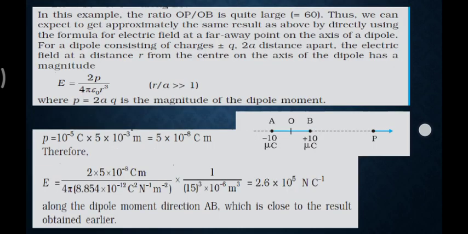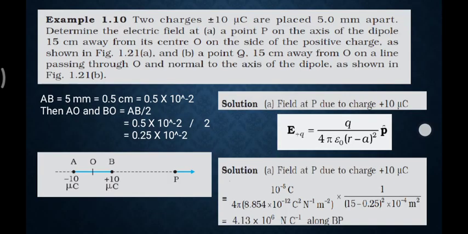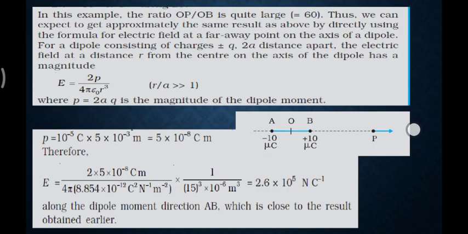Okay, let's go for the B task. Before the B task, there is one more thing. In this example, the ratio of OP and OB is quite large. What are OP and OB? OB is A and OP is R. The ratio is quite large.